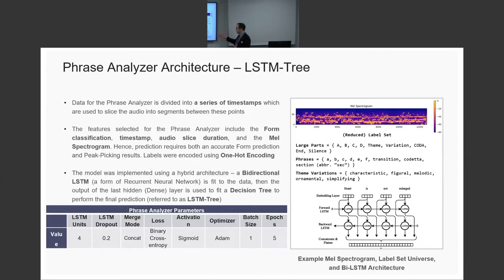Again, there's many more labels that could have been included in this, but just to reduce the complexity for things like sonata form, we just reduce it to what the equivalent letter would be. And then this is just an example of what a bidirectional LSTM architecture would look like.